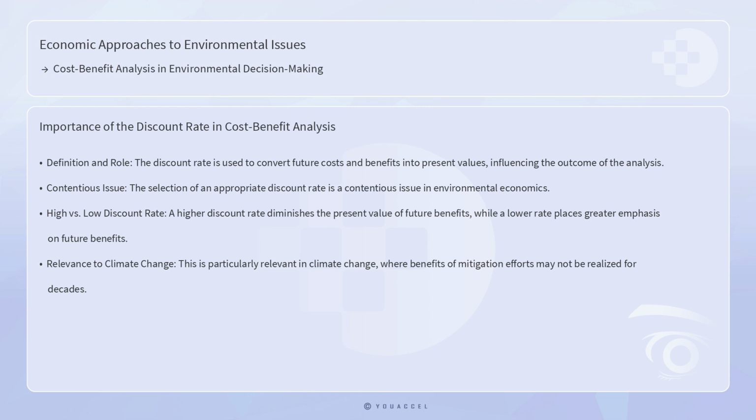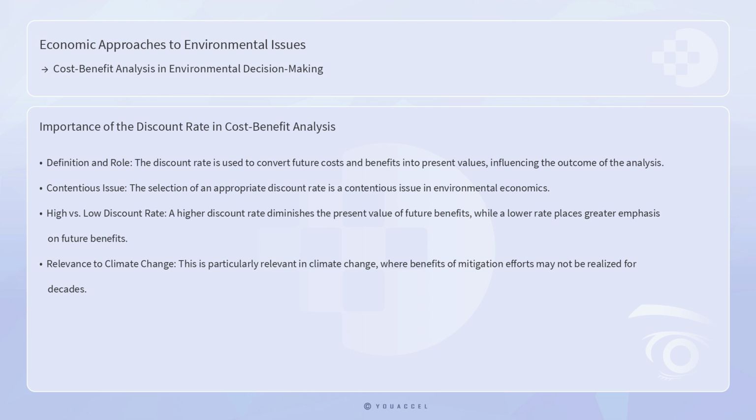Another crucial aspect of cost-benefit analysis is the discount rate, which is used to convert future costs and benefits into present values. The selection of an appropriate discount rate is a contentious issue in environmental economics, as it significantly influences the outcome of the analysis. A higher discount rate diminishes the present value of future benefits, potentially undervaluing long-term environmental gains. Conversely, a lower discount rate places greater emphasis on future benefits, thus favoring projects with long-term positive outcomes.